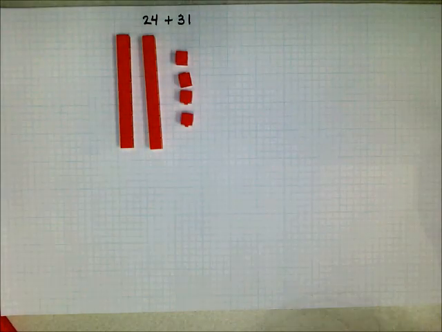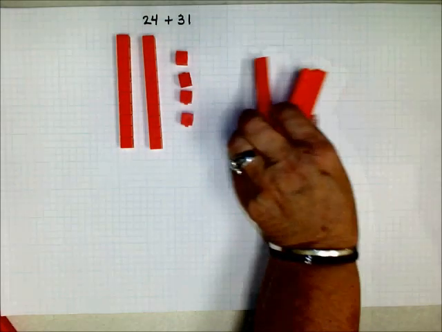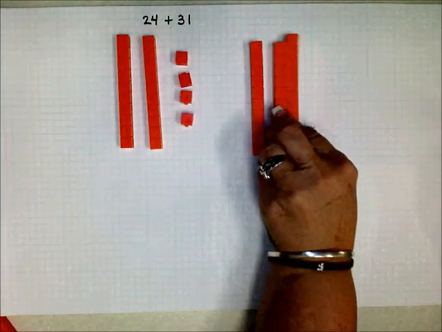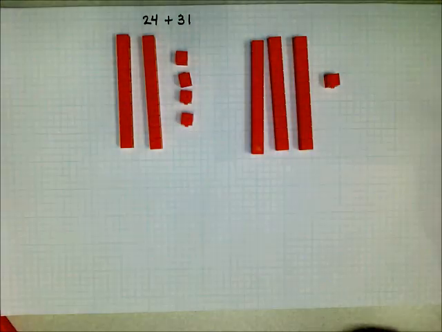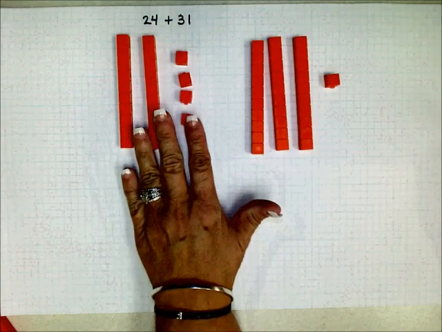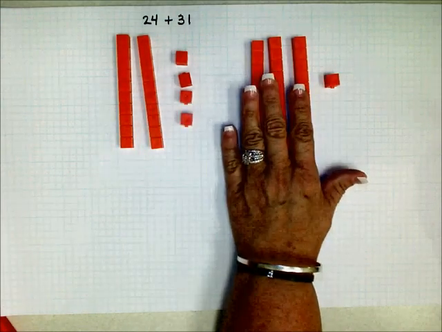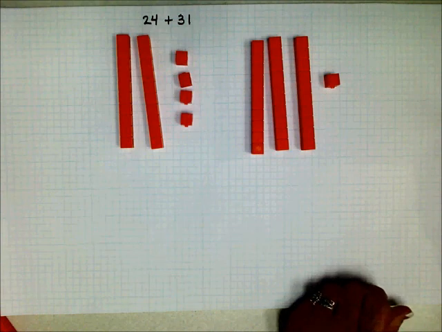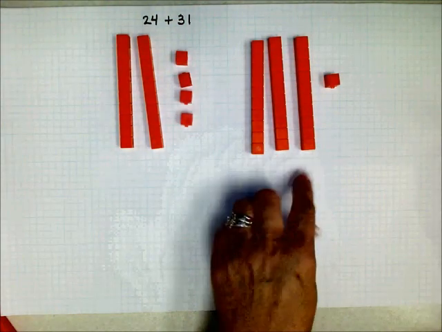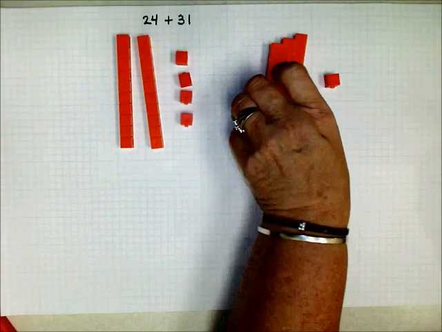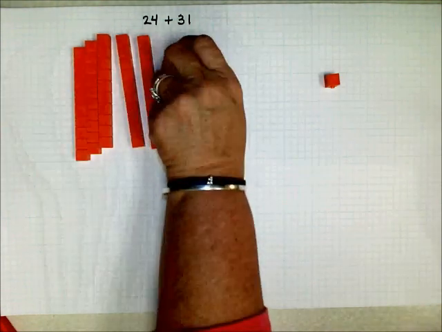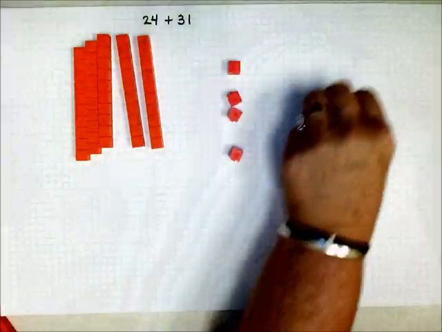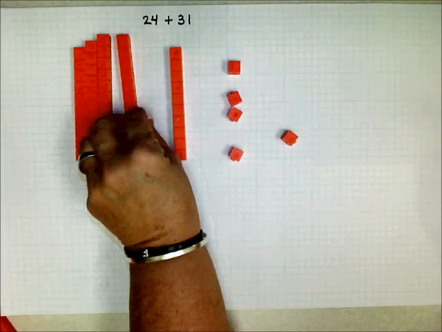Then I model 31 by adding 3 rods here and 1 more unit. So this is 24 plus 31. Now, my answer I won't leave exactly the way I have here. I'm going to regroup this, or just remodel it, not really a regrouping, but a remodeling, to put all of my 10s together.